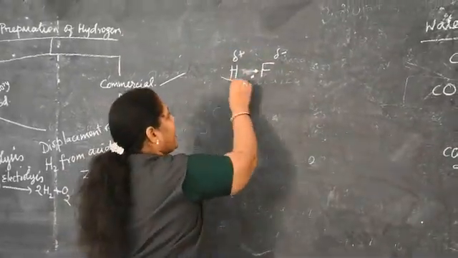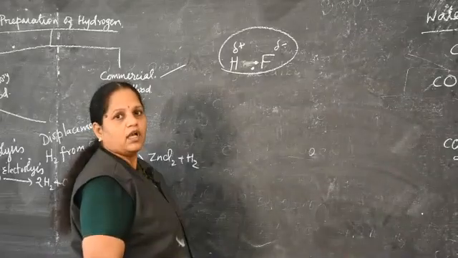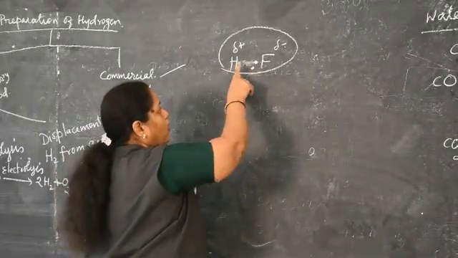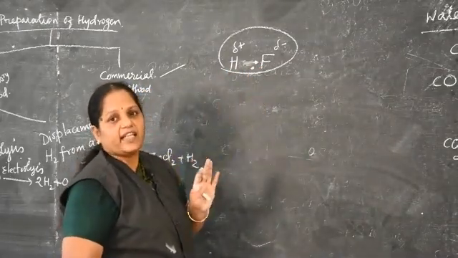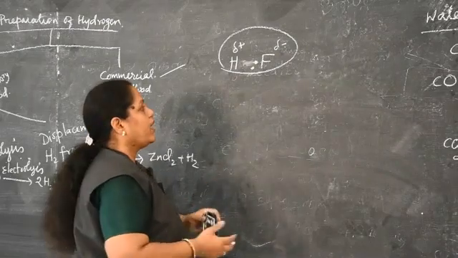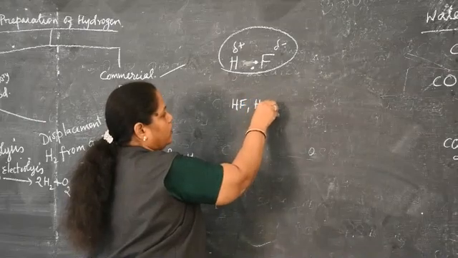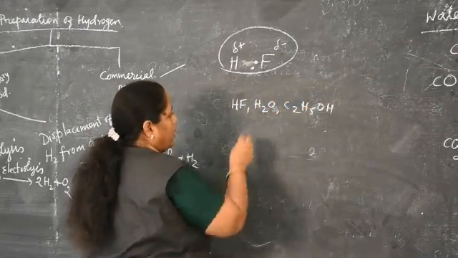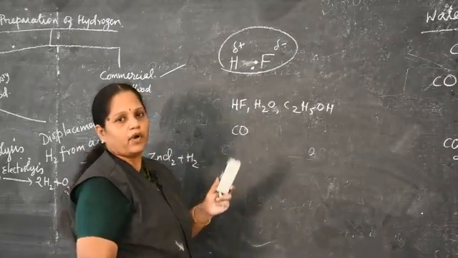This kind of molecule is called a polar molecule. That is, if the distribution of electrons between covalently bonded atoms is not even, then that molecule is called a polar molecule. What are polar molecules? HF, H2O, C2H5OH and CO. These are some examples of polar molecules.